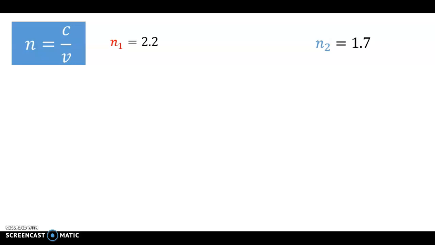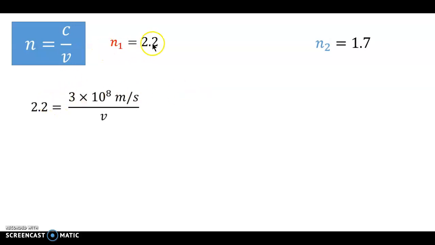Without making any calculation, I could judge it here. N2 equals 1.7, it's less than 2.2, so it has a greater speed. Less index of refraction, greater speed. Greater index of refraction, less speed. Let us use our calculation to make sure that the equation gives us the right answer.